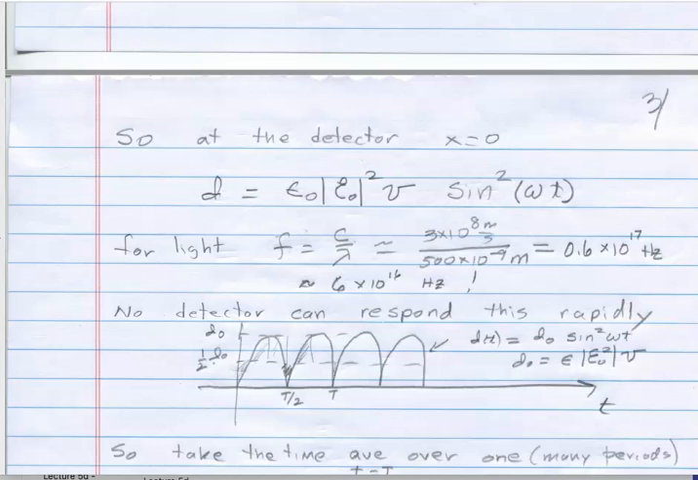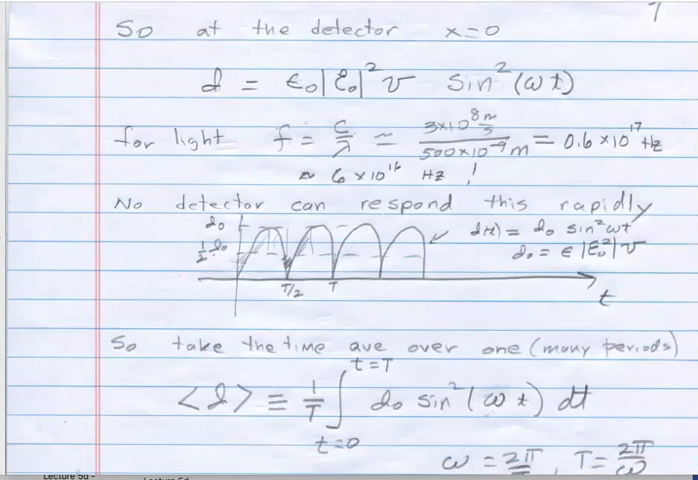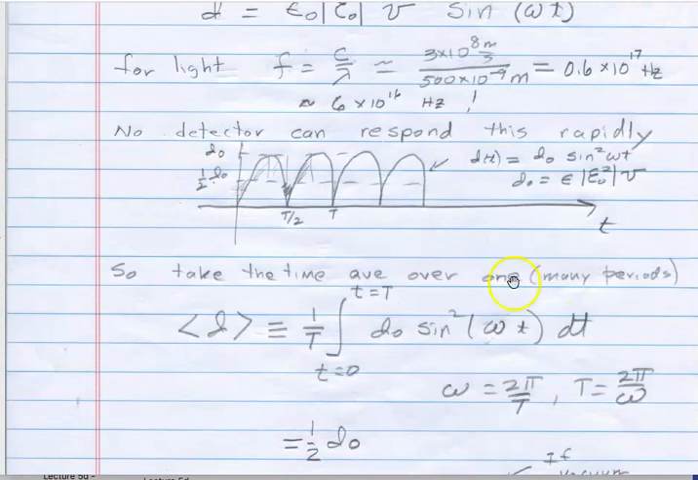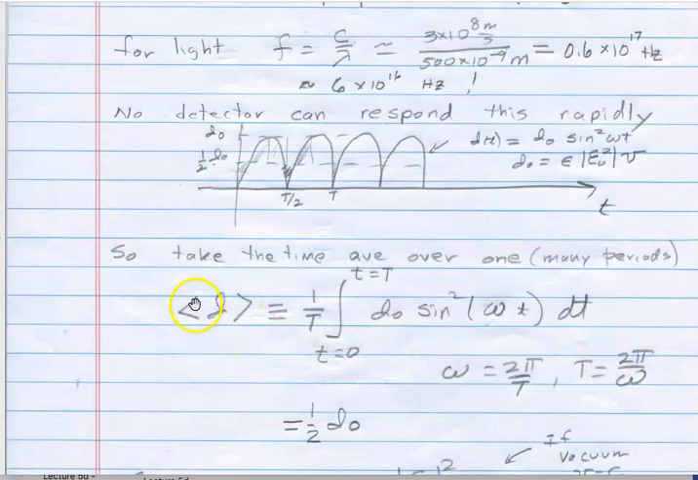So what do we do? Well, the eye or a detector does respond, but it does sort of a time average. And so one takes the time average over many, many periods, maybe a second's worth, or a millisecond, which is huge compared to 10 to the minus 16 seconds. So in either case, we define the time average of the intensity as the integral of the intensity over time, over one period, divided by the period. Or I could take 10 periods: the integral from 0 to 10 periods divided by 10 times T.